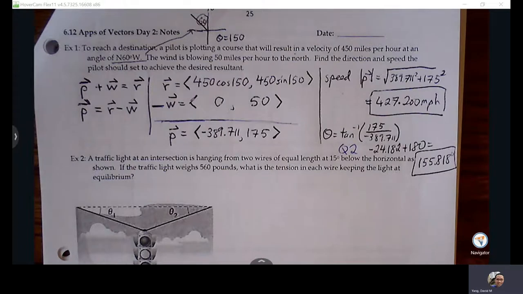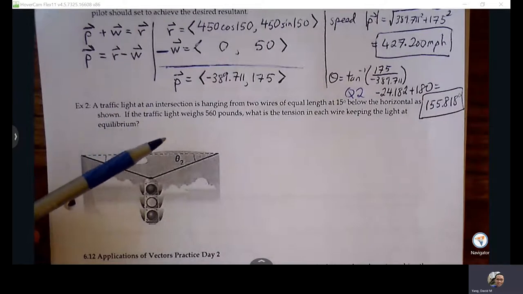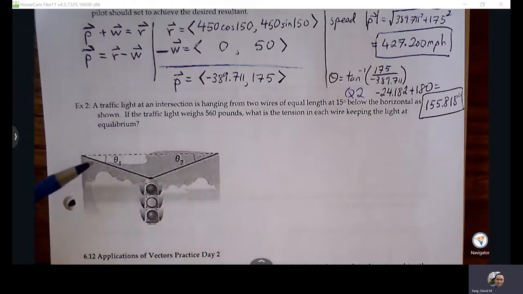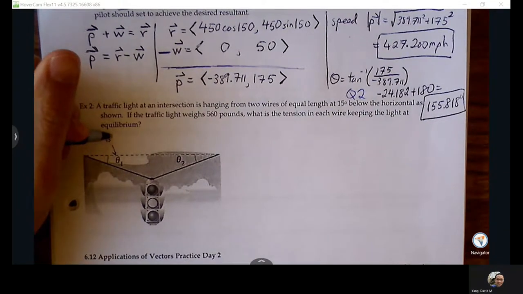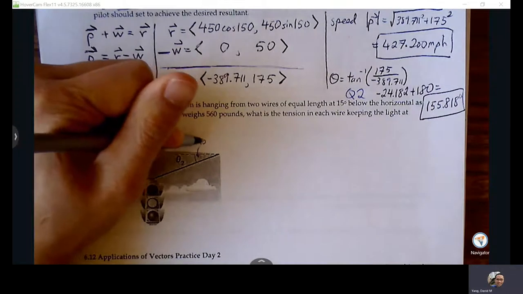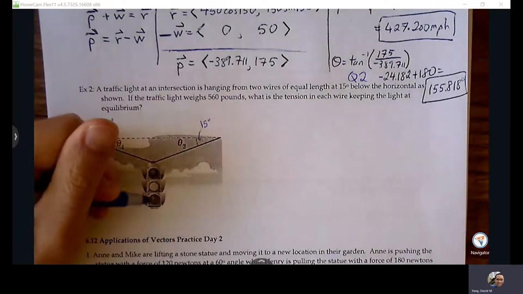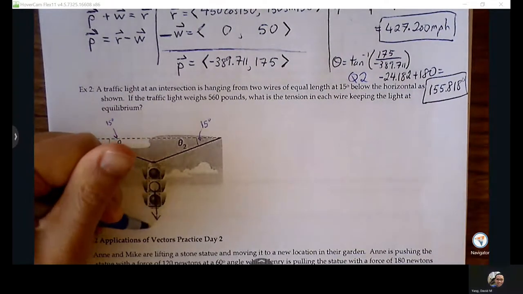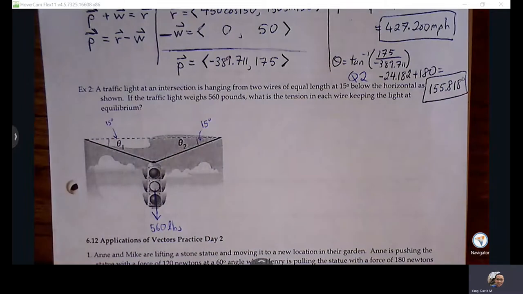Okay, so let's look at example two here. Okay, a traffic light at an intersection is hanging from two wires of equal length at 15 degrees below the horizontal. So we know that theta 1 and theta 2 are 15 degrees. If the traffic light weighs 560 pounds, so we know there's going to be this downward force, what is the tension in each wire keeping the light at an equilibrium?